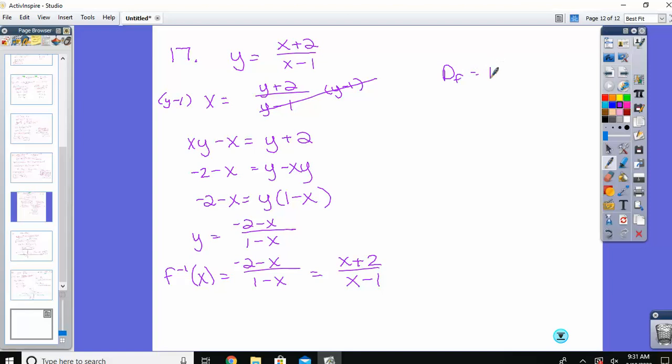Domain of the function is the same as the range of the inverse. What do you notice this time? It's the same. The original one is symmetric to the line y equals x, so it's its own inverse. The domain of that, we know x can't be 1, so it's negative infinity to 1, union 1 to infinity. The range of the function is the domain of the inverse. For your inverse again, x can't be 1, so negative infinity to 1, union 1 to infinity.